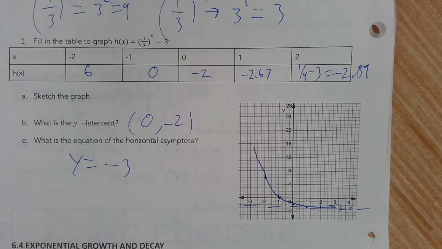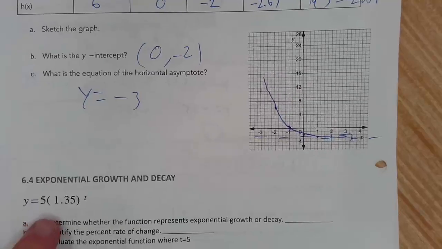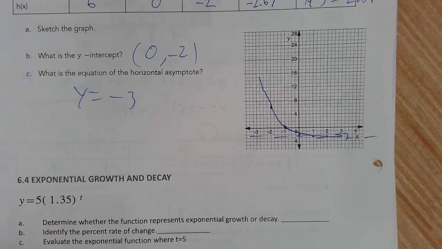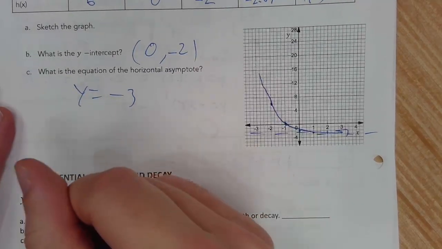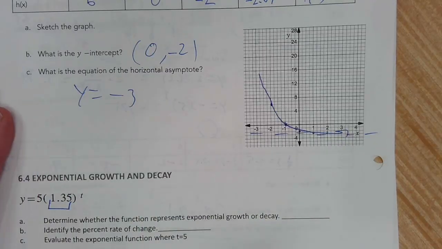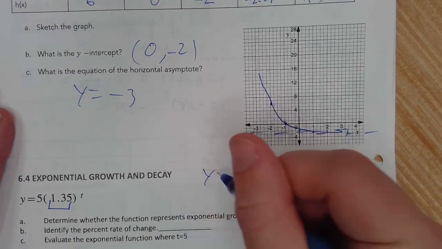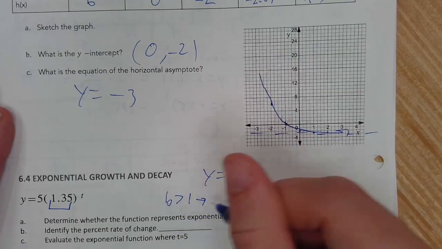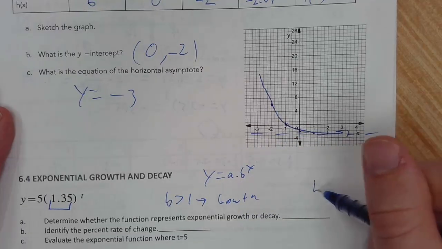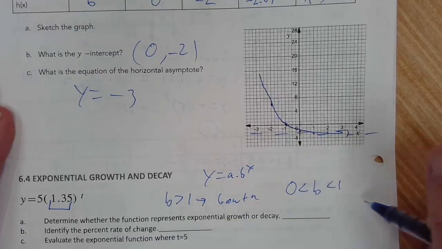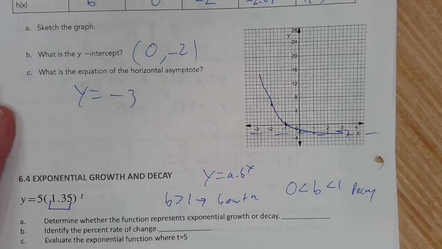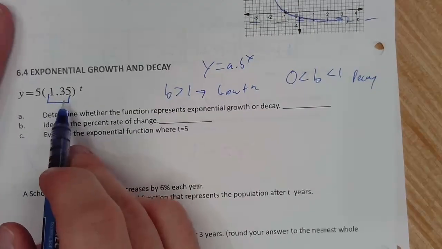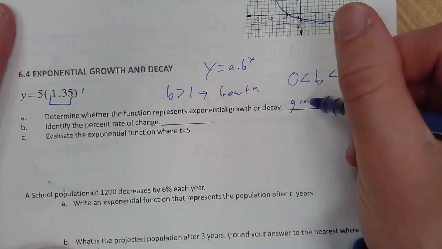All right. Good. All right. Growth and decay. So when you read an exponential function, you have two situations. If the number on the inside here is bigger than 1, it's a growth, right? So we talk about it as like y equals a times b to the x. If b is greater than 1, that's growth. If b is less than 1 but greater than 0, it's decay. So here, because it's greater than 1, this is going to be growth.